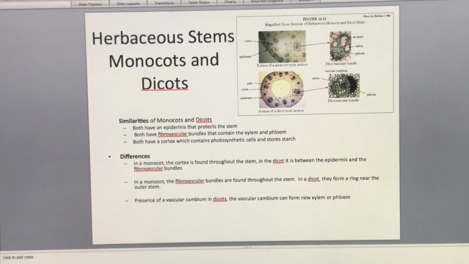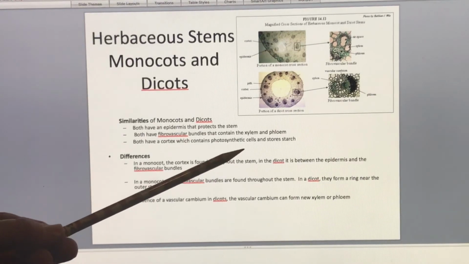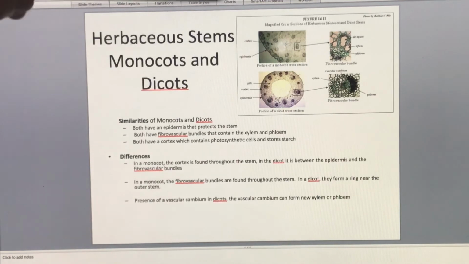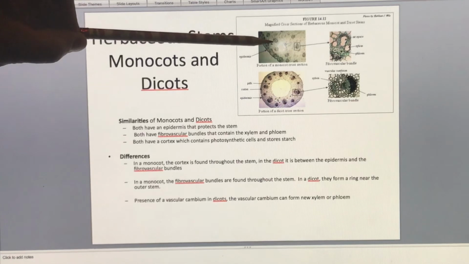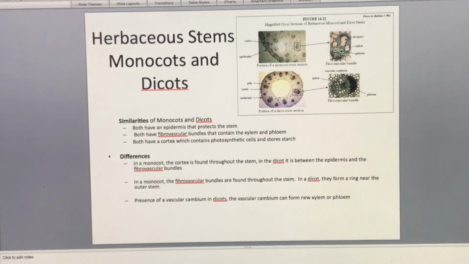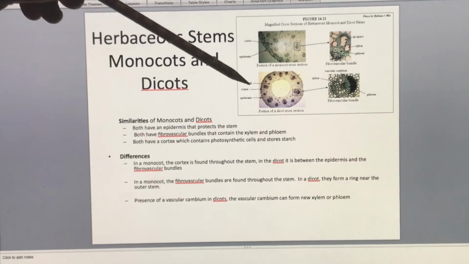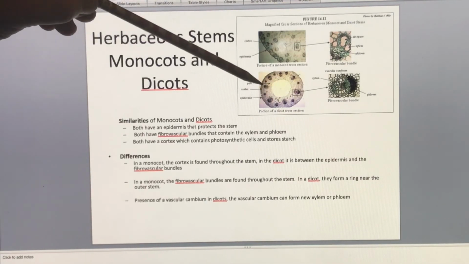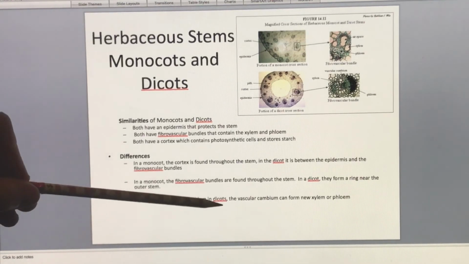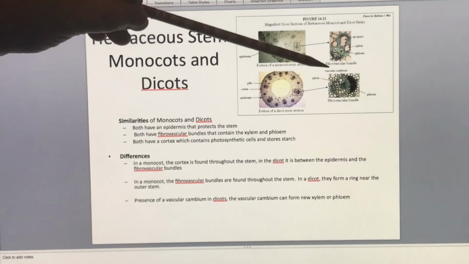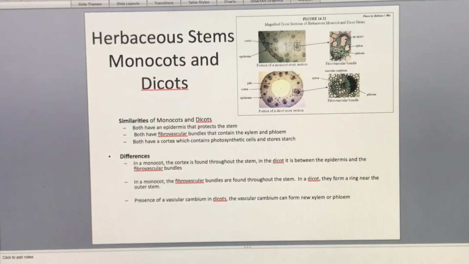But there are some differences. In a monocot, the cortex is found throughout the stem, and I'm looking here so you can see. Here is the monocot, here's the cortex that's throughout the stem. In the dicot, however, the cortex is found in a ring structure in the outer part of the stem. And then in dicots, you have the vascular cambium that can form new xylem or phloem cells.